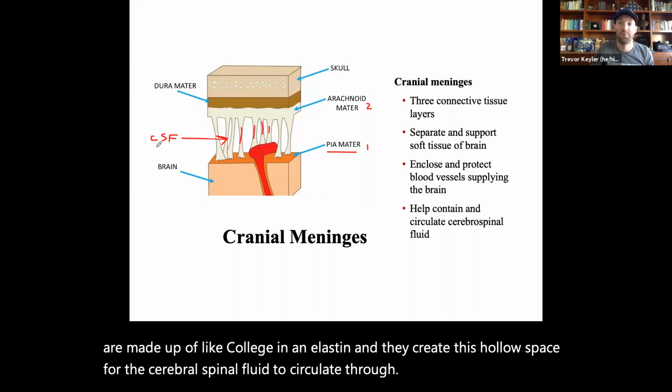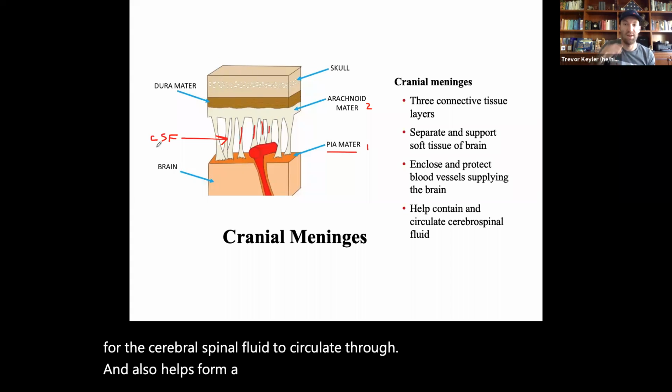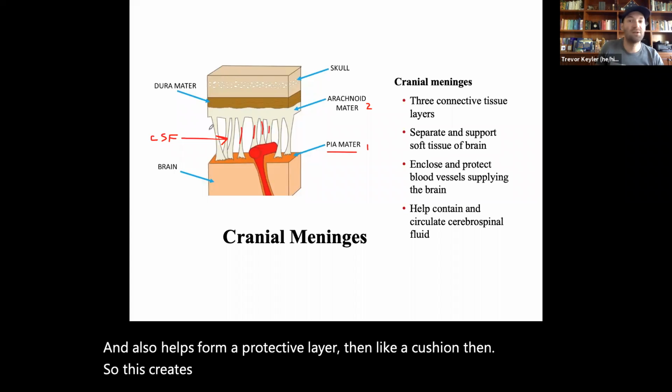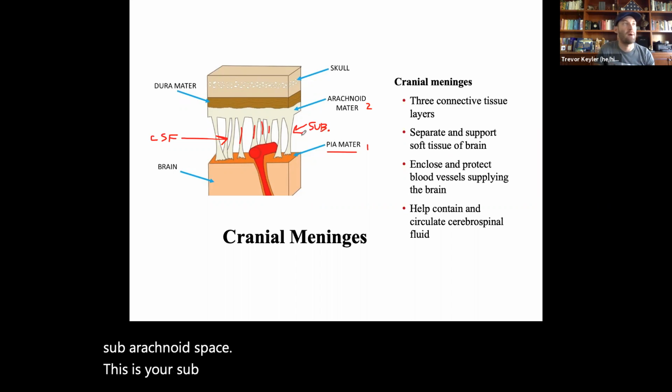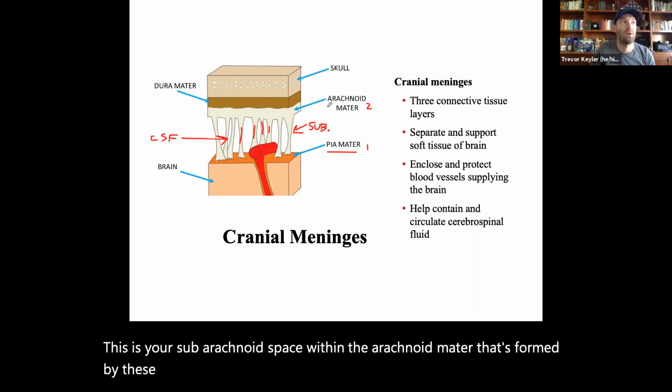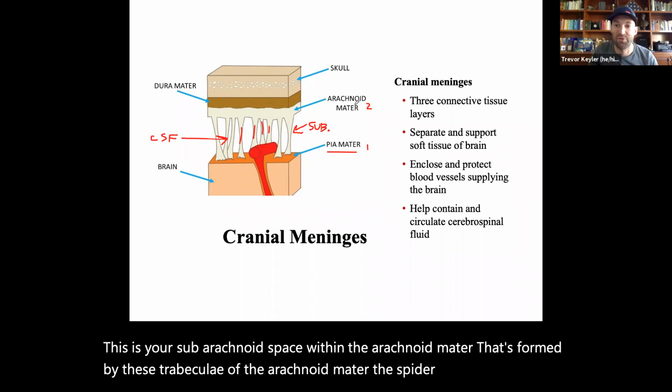It also helps form a protective layer then, like a cushion then. Okay. So this creates the, I don't have it on there, but this is going to create your subarachnoid space. Maybe I'll just draw that here. So this is your subarachnoid space within the arachnoid mater that's formed by these trabeculae of the arachnoid mater, the spider layer. Okay. That's going to fill with cerebrospinal fluid.